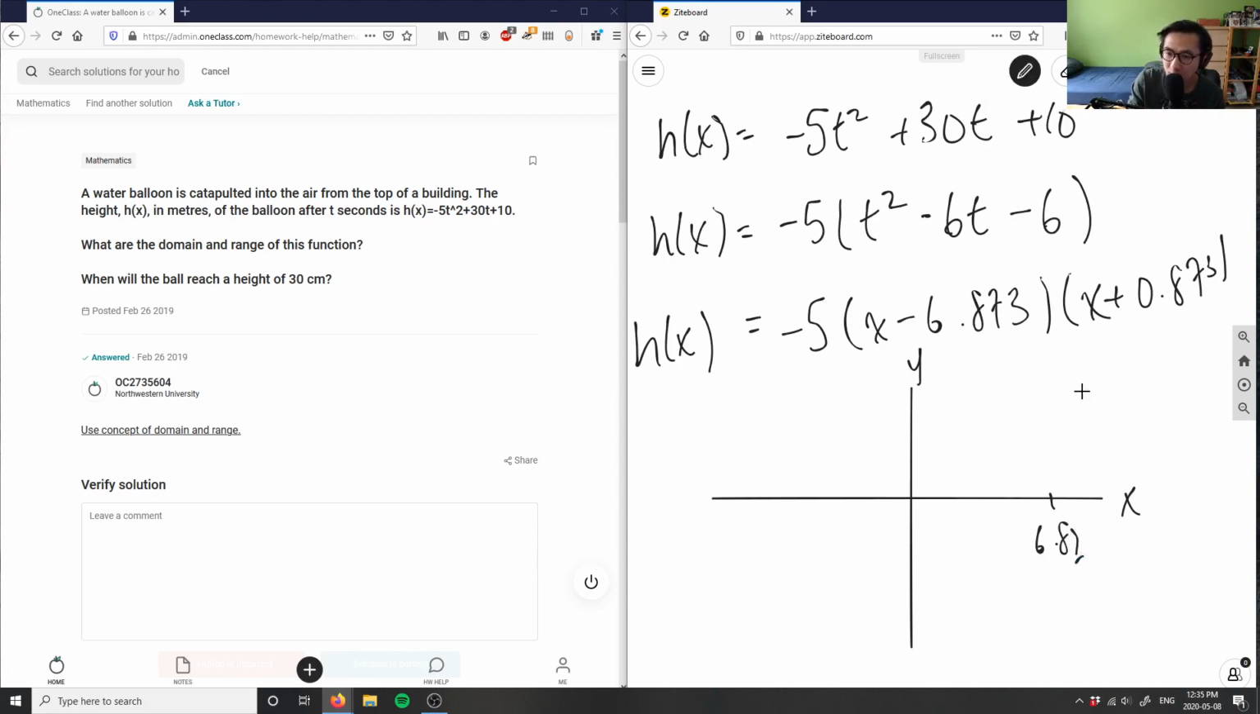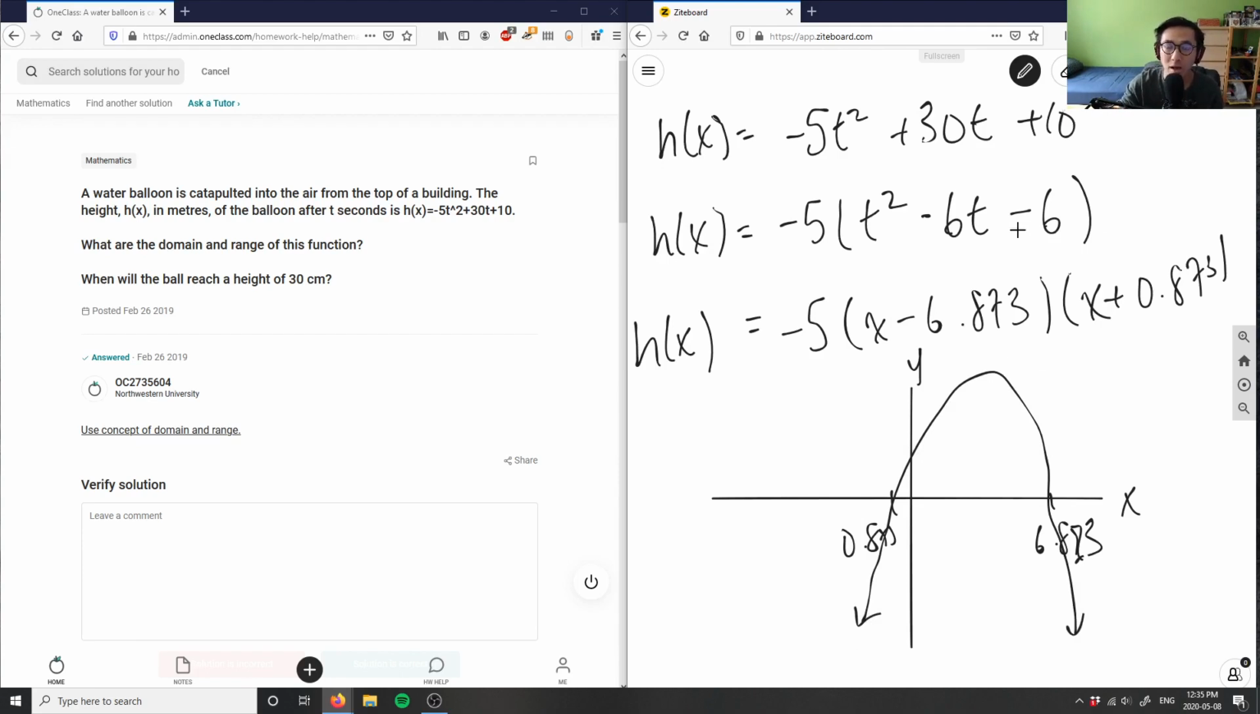And then we have also the other intercept, 0.873, and we know that our parabola is going to open upwards, right? I have a negative a value here, so it's going to open basically something like this. So this here is our sketch.